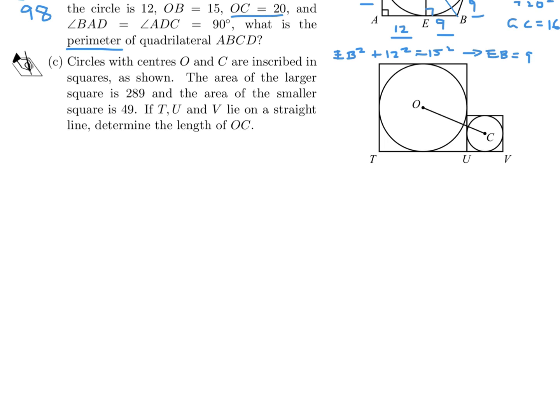And finally, circles with centers O and C are inscribed in squares as shown. The area of the larger square is 289. The area of the smallest square is 49. T, U, V lie on a straight line. Determine OC.